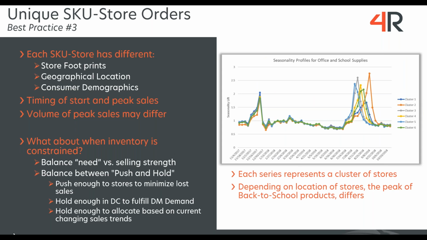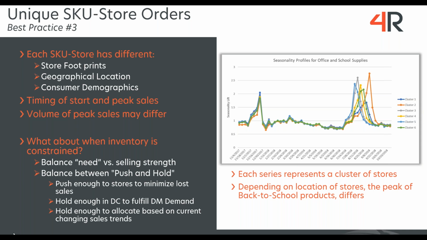Best practice number 3. Once the inventory is available to be allocated to the stores, each store should be treated uniquely. Different footprints, different locations, and demographics drive different sales patterns in the same products. So even the initial allocations should consider that store's unique selling characteristics. The chart to the right shows 6 clusters of stores for products and back to school supplies.